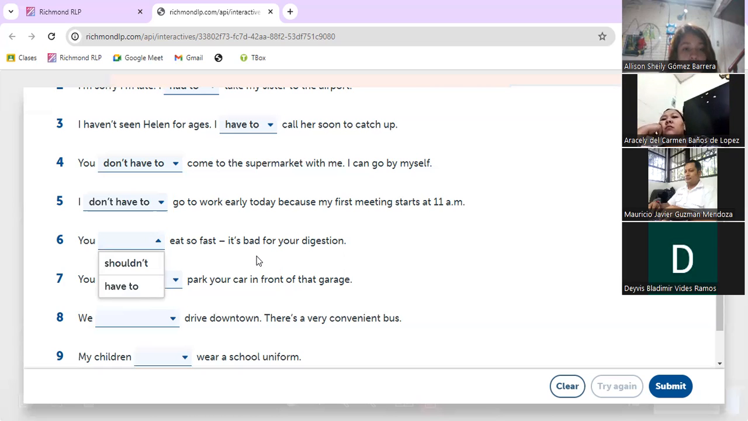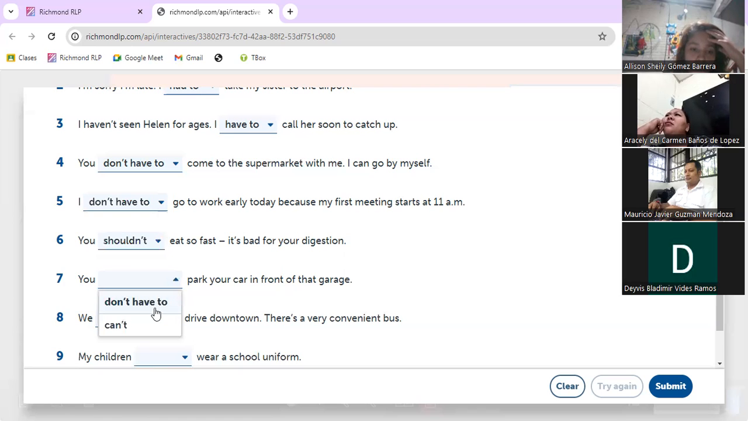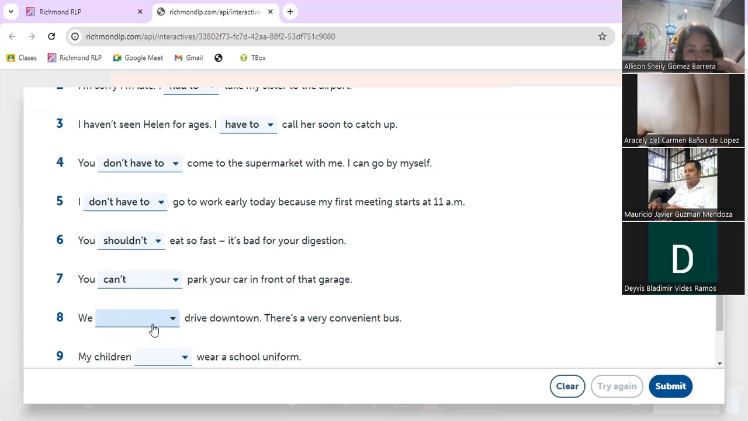You shouldn't. Okay, you shouldn't. Number seven. You don't have to or can't park your car in front of that garage. Can't. Okay, yes, because it's a prohibition or a rule.